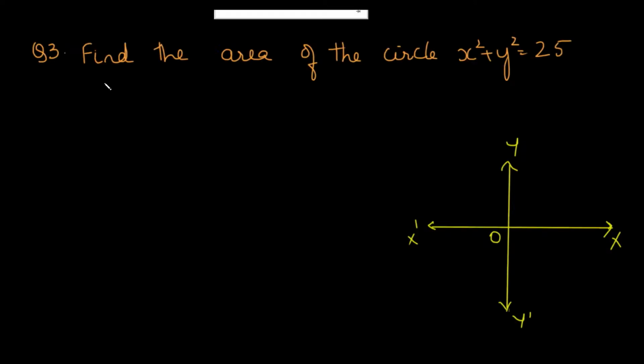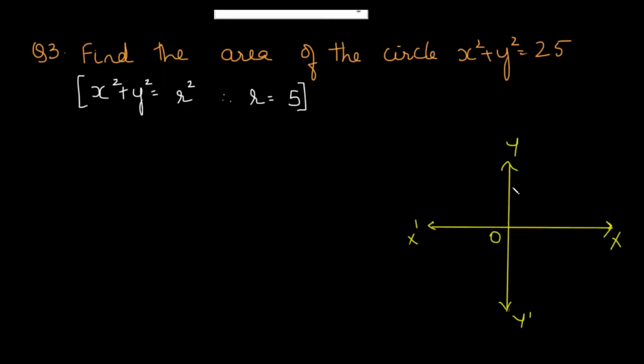Now in the third question, find the area of the circle x square plus y square is equal to 25. Now consider the standard equation of the circle, that is x square plus y square is equal to r square. So comparing this with this equation, we get r is equal to 5. r is not negative because it is a distance, the radius. So r is equal to 5.